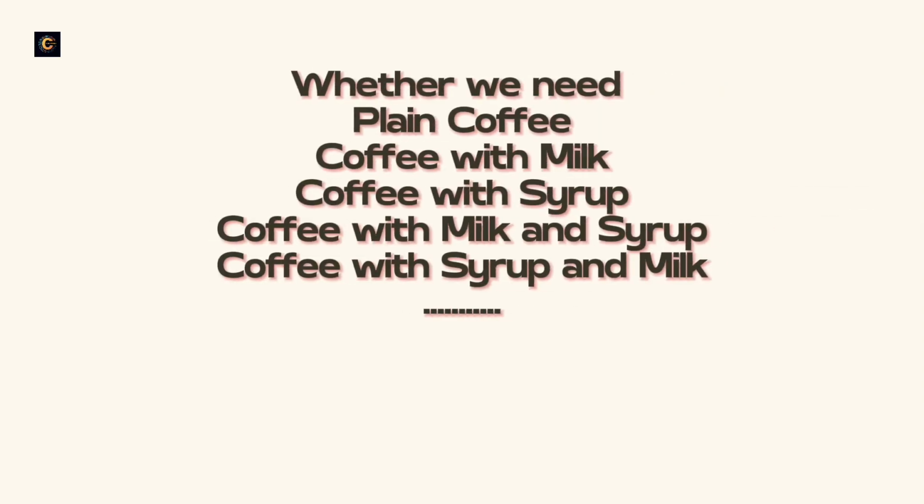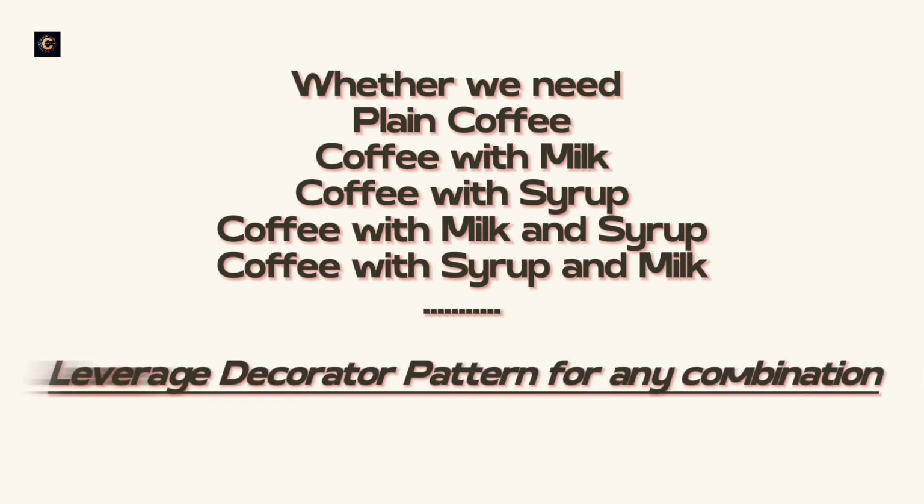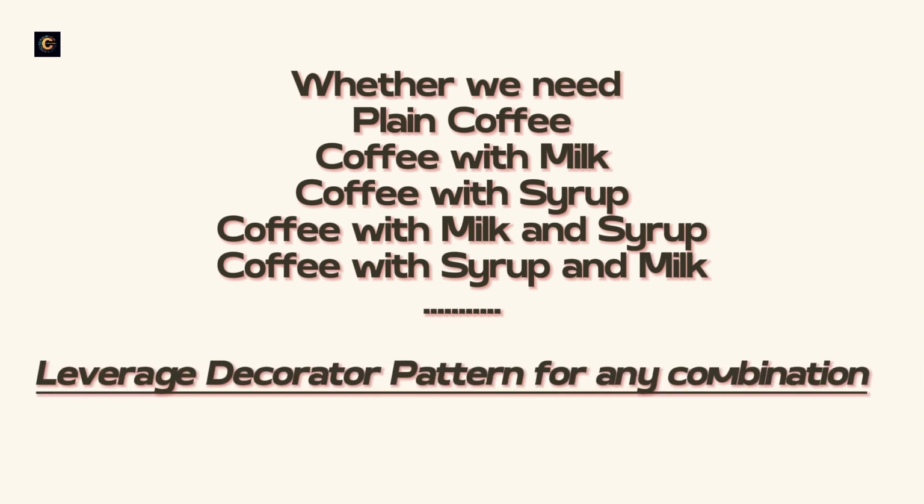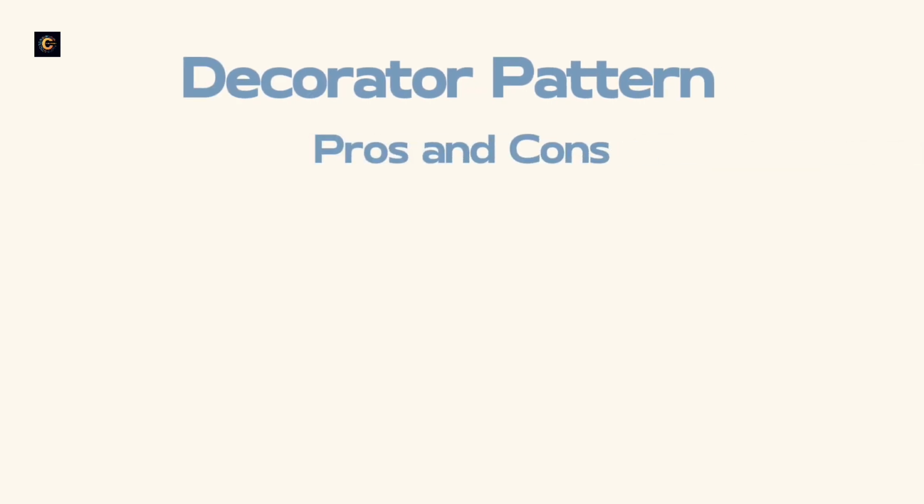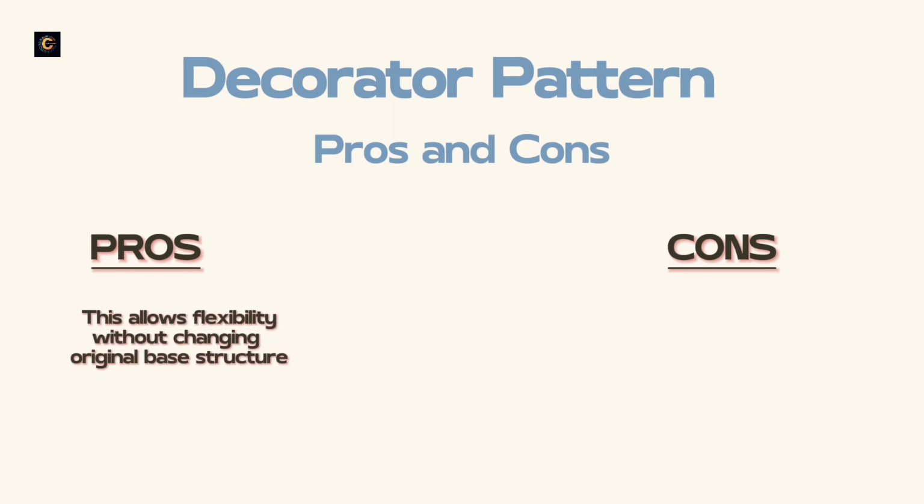So, whether we want a plain coffee, one with milk, syrup, or even both, the decorator pattern is there for us. Now, let's weigh the pros and the cons of the decorator pattern. Starting with the pros. Flexibility. The decorator pattern allows for dynamic and flexible behavior extension. Open/closed principle. By extending functionality through composition rather than inheritance, the decorator pattern follows the open/closed principle, promoting the code that is open for extension but closed for modification.